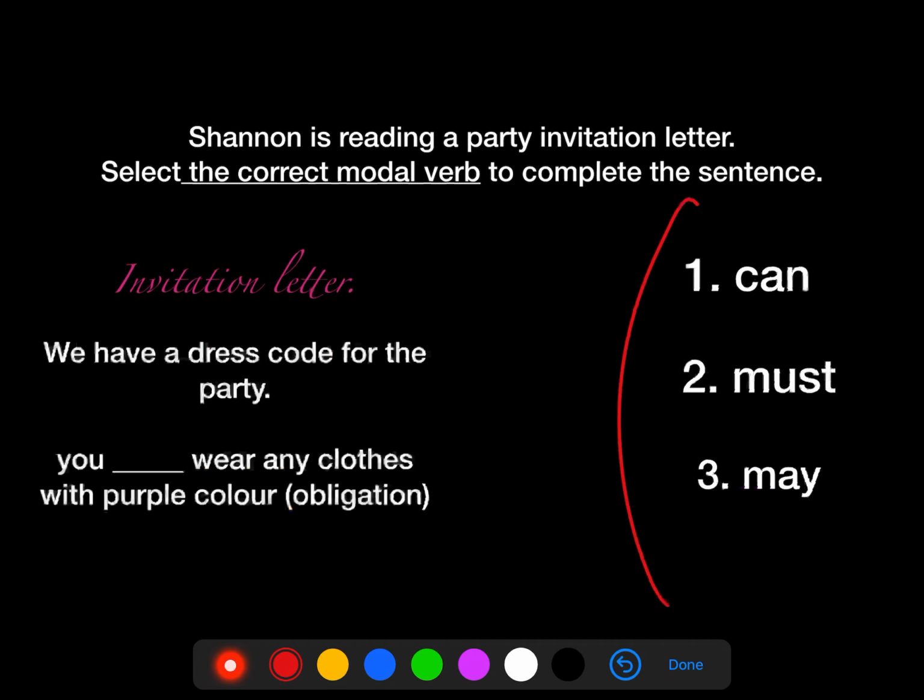So let's move on. We have 3 options. 1, can. 2, must. 3, may. So you can wear any clothes with purple color. It makes sense, but it's not an obligation. It seems like you can wear, but you don't have to wear. It's not like that. Obligation is like no exception.